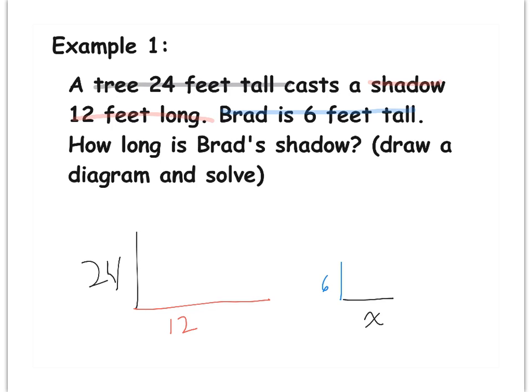Units are important. So I'm going to set up my corresponding ratio. So 24 over 6 equals 12 over x. And then I'm going to cross multiply and divide. Alright. X is going to equal 3.